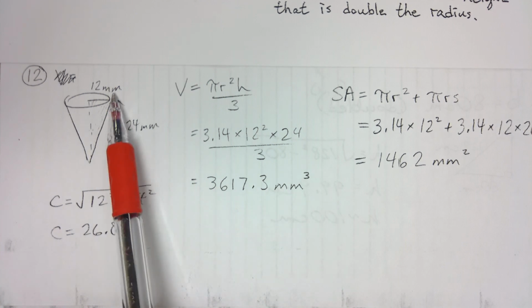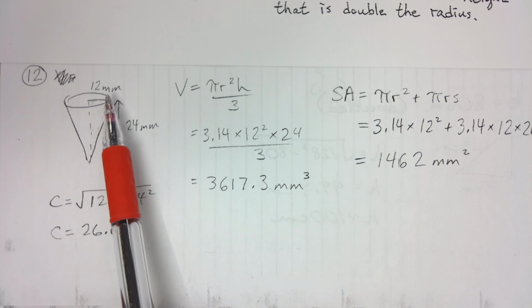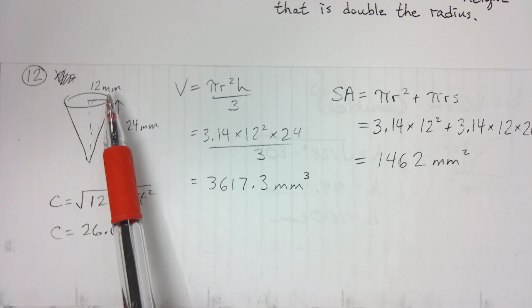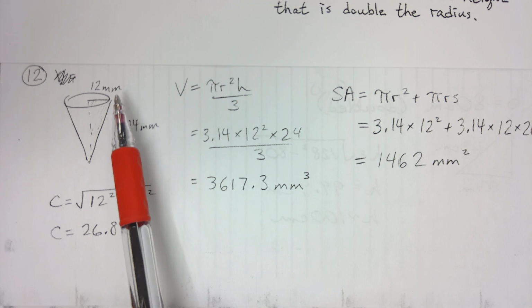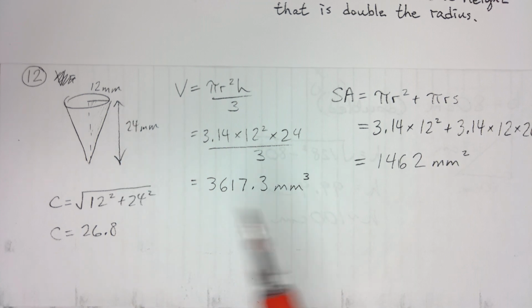Cube, right. What happens if you write square? You get marks off. Okay, so silly marks, you don't want to lose these silly marks and not get that perfect on the test. So volume, millimeter cube.